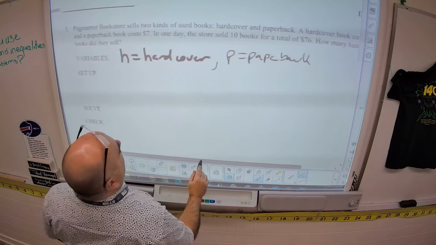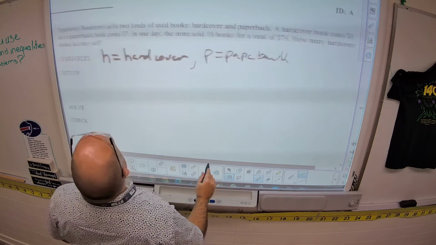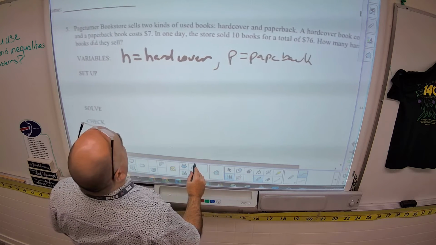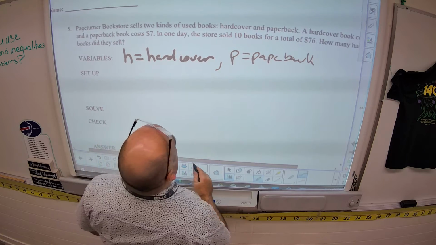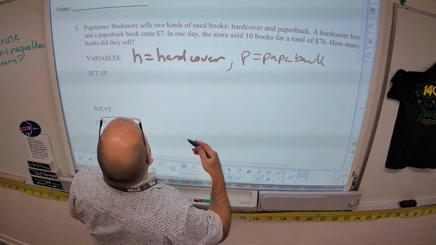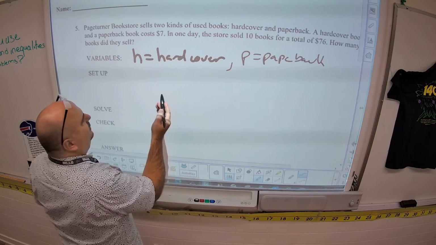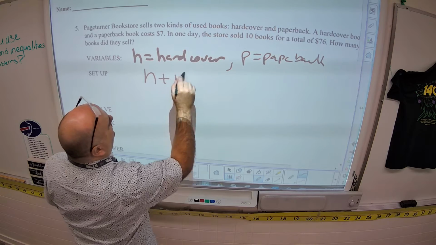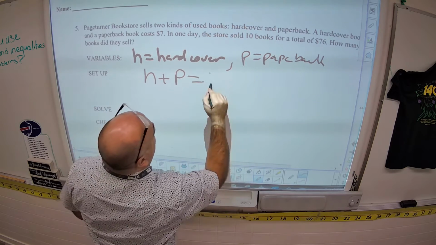Okay, it says hardcover books are $8, paperback are $7. If in one day the store sold 10 books for $76, how many books did they sell? So you're going to set up the equation. Let's go for the one day thing. H plus P, they sold a total of 10 books.